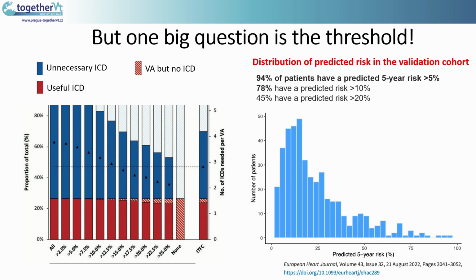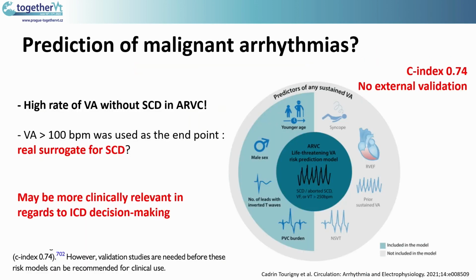And you can see on the left figure that it's only at a threshold above 10 to 15% that you begin to have some false negatives with the score. Another question is whether the endpoint used to build this score is a good one. Because the endpoint that was used was ventricular tachycardia above 100 BPM. But is that a very good surrogate for sudden cardiac death? If you implant an ICD, you want to prevent sudden cardiac death. So maybe you should better focus on the prediction of malignant arrhythmia.